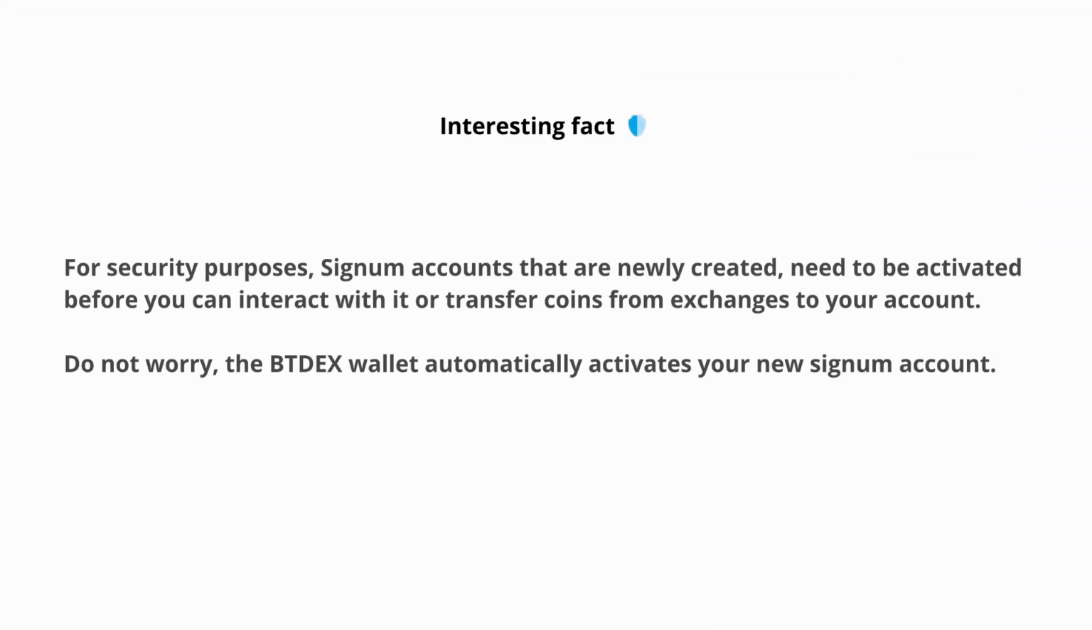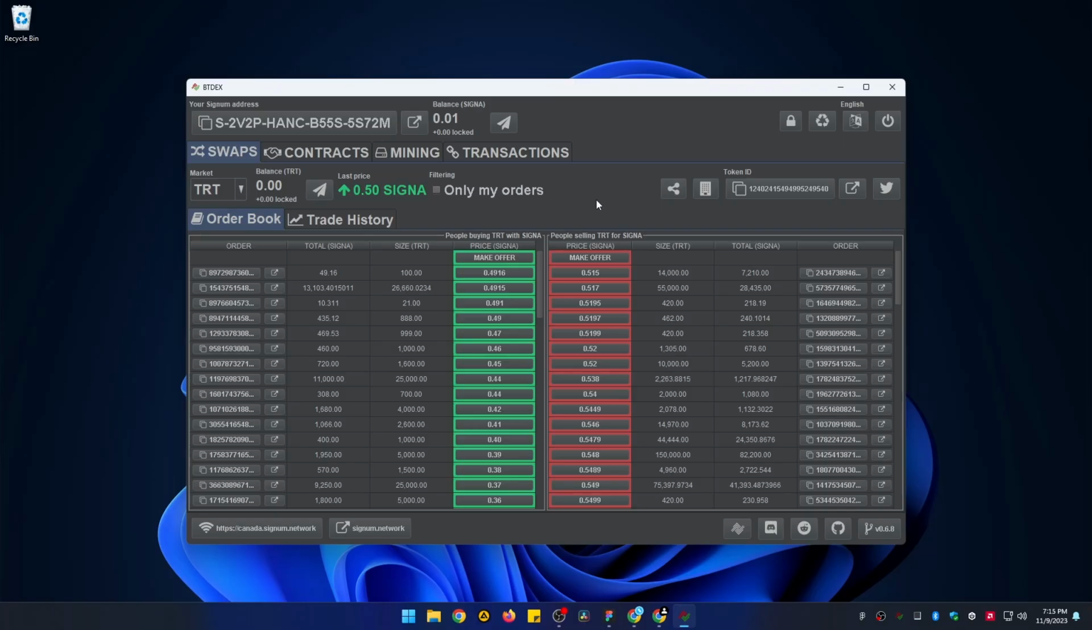For security purposes, newly created accounts need to be activated before you can interact with them or transfer coins from exchanges to your account. Do not worry, the BTDEX wallet automatically activates your new Signum account. So let's start creating plots, joining a pool and finally mining.